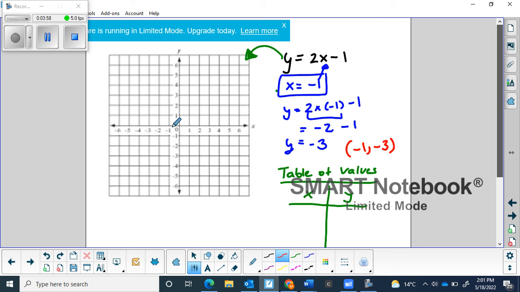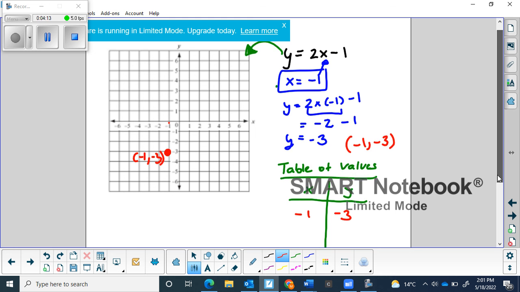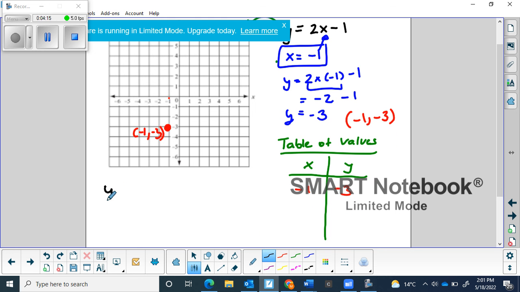So now I find it on my graph. -1 is x here, and -3 is y here, and I connect them. There's my very first point, -1, -3. All right, and I continue to do this. So I can do it next for y equals 2x minus 1, and let's say x equals 0. We'll go up to the next one.